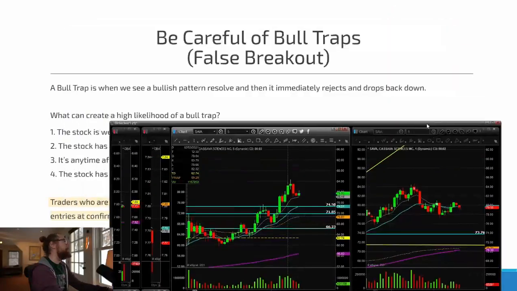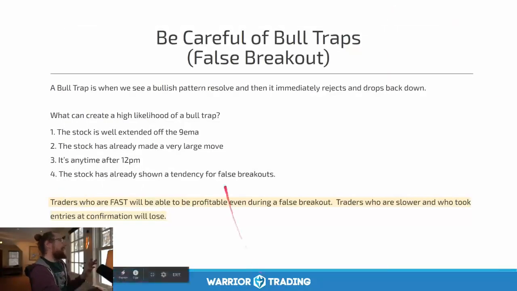All right. Now, what creates a higher likelihood of a bull trap? You probably could already speculate a few things, but one, when the stock is well extended off both its 9 EMA on the 1 minute and also the 5 minute. Two, when the stock has already made a really large move, which is another way of saying it's extended. Three, it's anytime after 12 p.m.